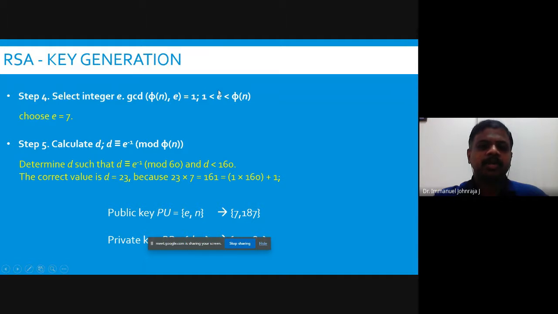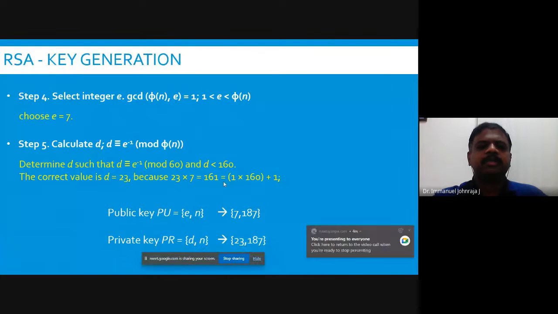Not only that, there is a small condition. The value of e must be less than phi of n, not less than or equal to. So it can take 2 or 3 or 4 up to 159. In this example, we have chosen e as 7. So far, simple, no confusion. Now the fifth step is where we are going to calculate. So far, we haven't calculated anything except some multiplication.